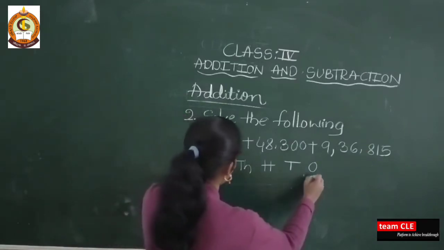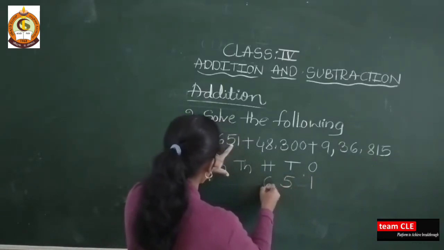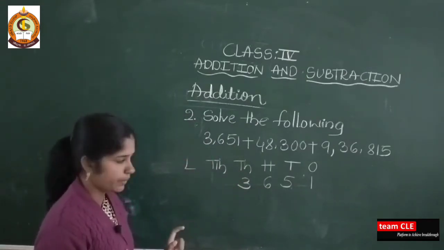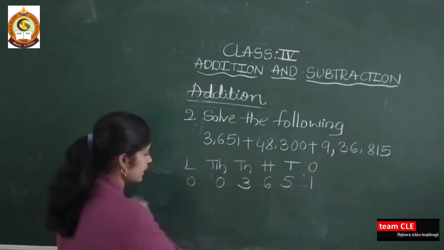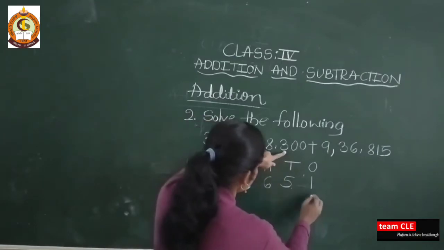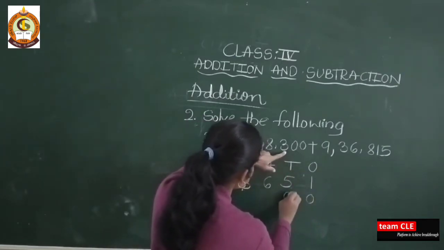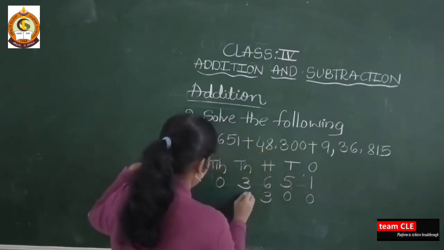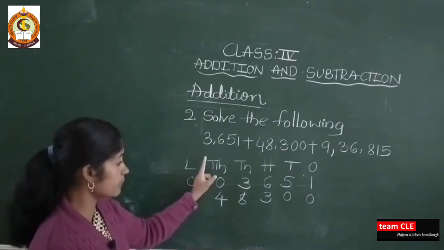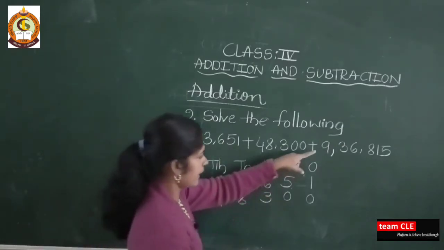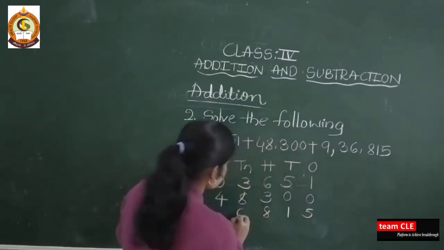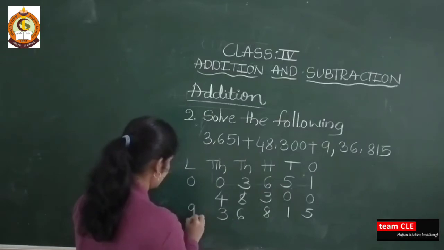So write here 1, 5, 6, 3. Is it clear? See here only the thousands place is there. Stop there, and the remaining digits you take as 0. If you are not writing it, that is also correct. Next, take this number, write here 0, 0, 3, 8, 4. Here the ten thousands place is there. Next, arrange this number 5, 1, 8, 6, 3, 9.